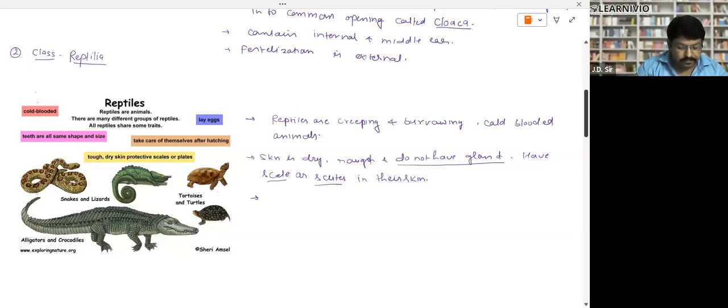Snake and lizards shed their scale as skin cast. Do you know this thing or not? Do you have an idea about skin casting? Snakes leave their external dead part, dead skin, right? That is called skin casting. This is found in reptiles only.